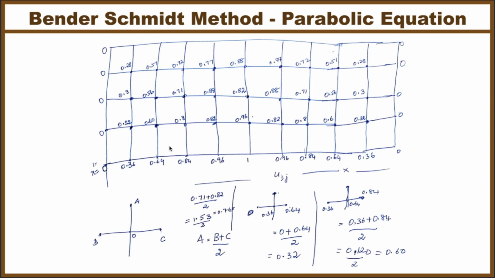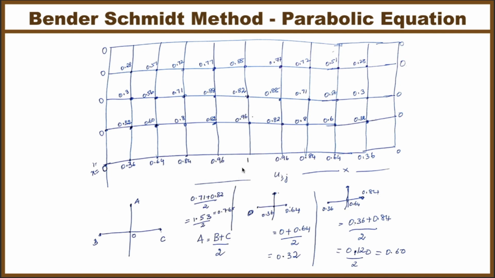Next value, we'll go for the next one. So how will you get this value? To get this value, it is this value and this value divided by 2, that is 0.36. 0.84 divided by 2, we get 0.42. Write the value over here. Likewise, to get this value, this divided by 2, we get this one. For this value, it is this value and this value divided by 2. 0.96 divided by 2, we get 0.48.